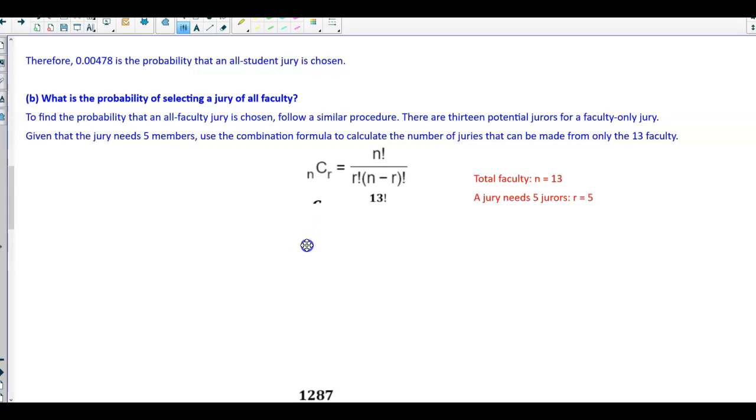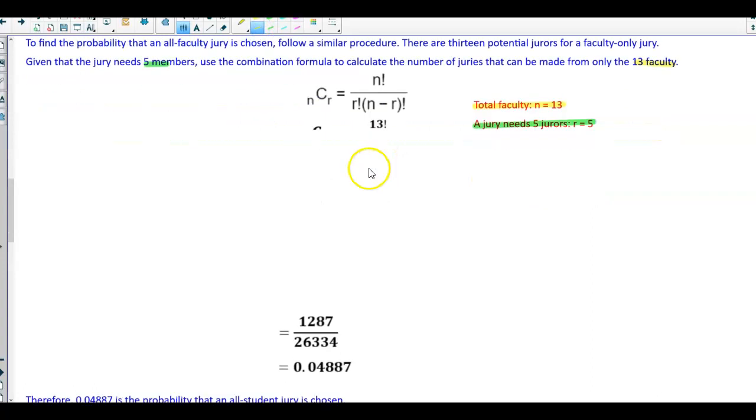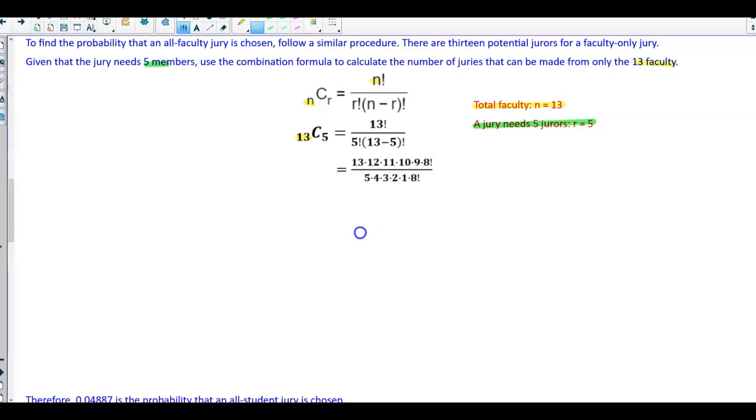Okay, so what are some things that we need to know? We know we're going to use our combination formula, like we stated. What is the total faculty? We know that n is equal to 13, which is the 13 faculty. We also know that a jury needs 5 jurors, so R is going to be 5. So let's plug that into our formula: n equals 13, and R equals 5.